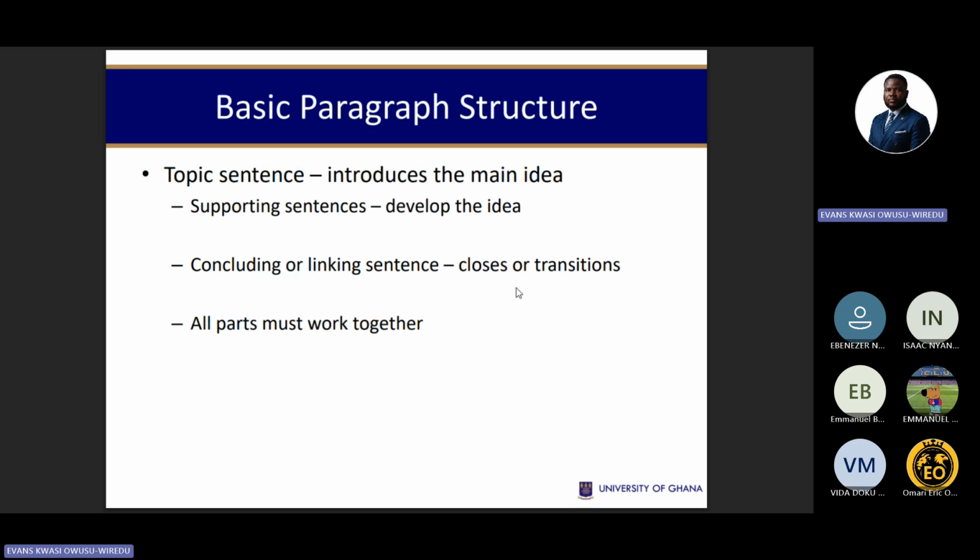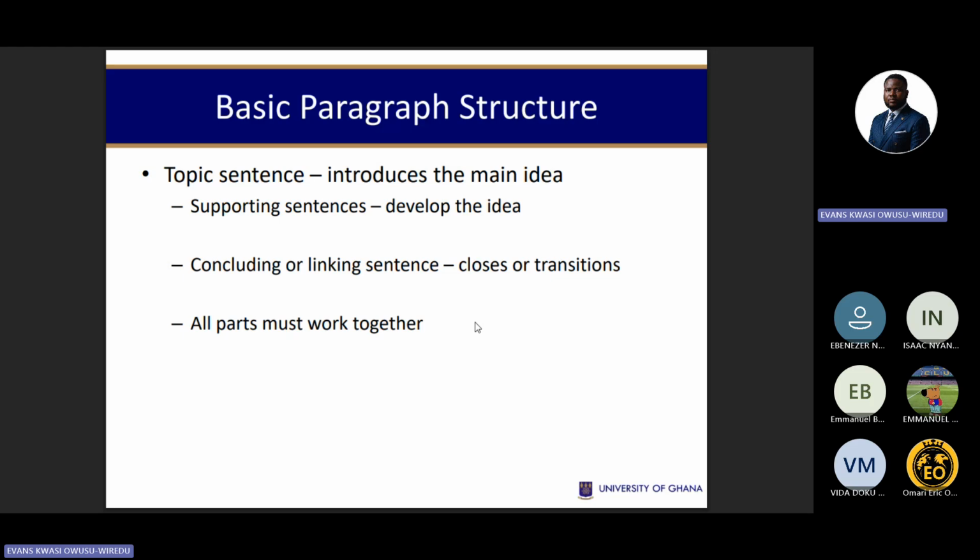Let's go. Basic paragraph structure. So how is it arranged? Today we'll finish 4, 5, 6, 7. We'll finish right now. This one. So how is it arranged? We have a topic sentence which introduces the main idea, right? So normally the topic sentence is what begins to expose what is being discussed. So it introduces the main idea.